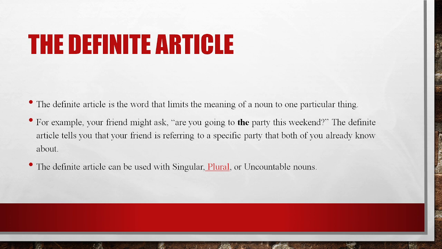For example, your friend might ask, are you going to the party this weekend? The definite article tells you that your friend is referring to a specific party that both of you already know about. The definite article can be used with singular, plural, or uncountable nouns.